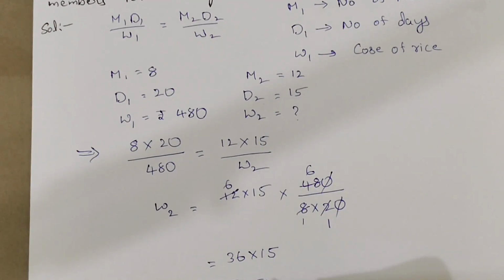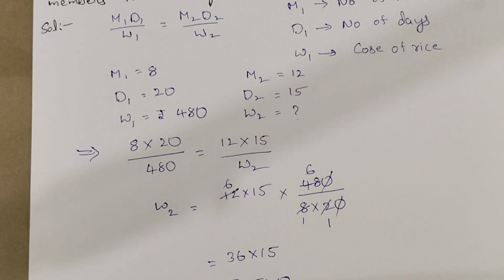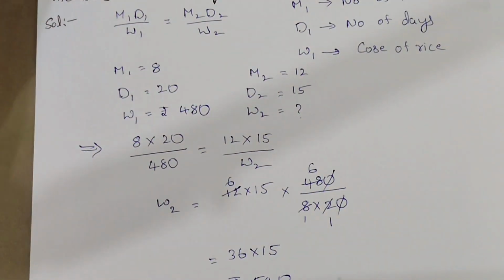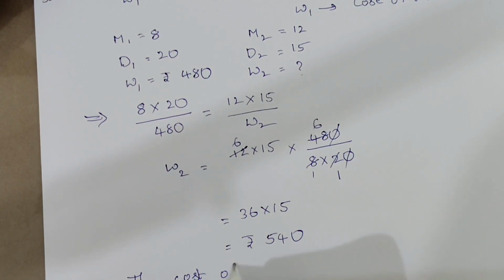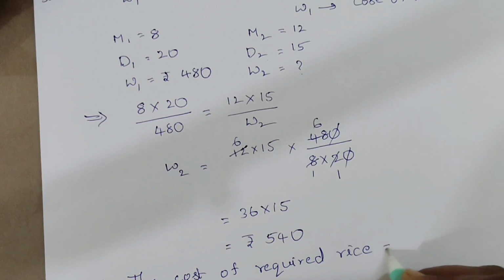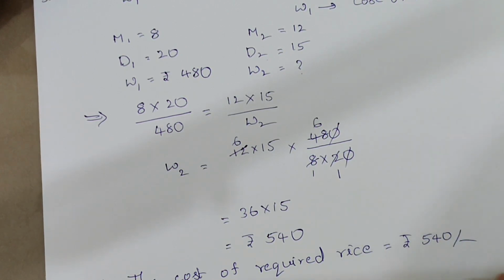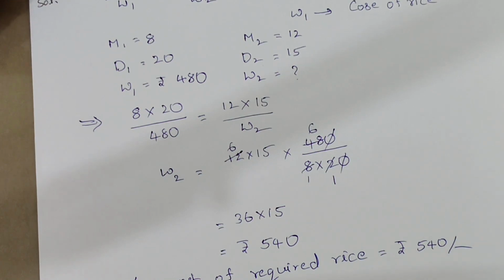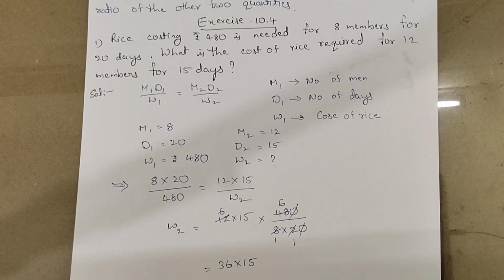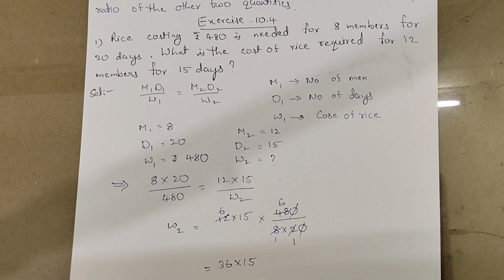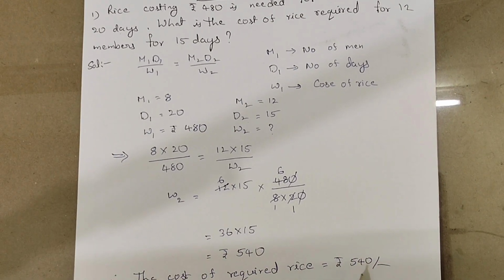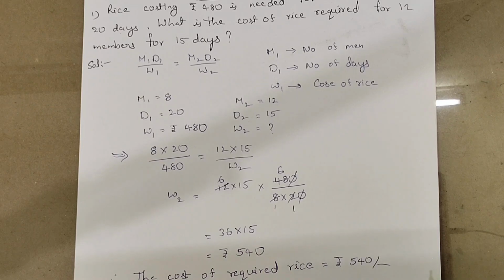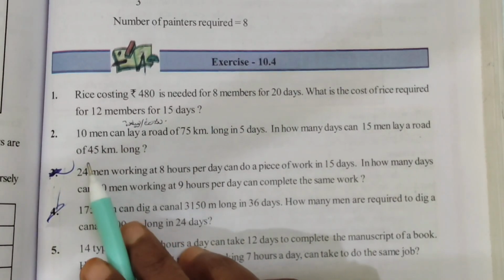So we write here 540. The required amount is 540. The cost of required rice is 540. We write that one. Therefore the cost of required rice is equal to 540 rupees. 540 rupees is the final answer. This is the complete answer to the first question. Here the cost of required rice is 540 rupees. Next, second question.